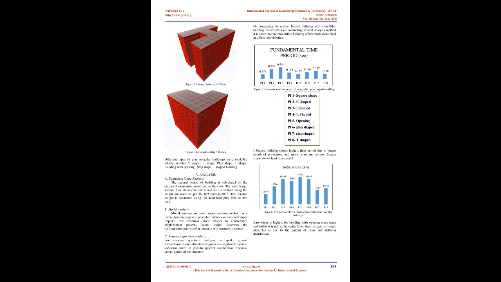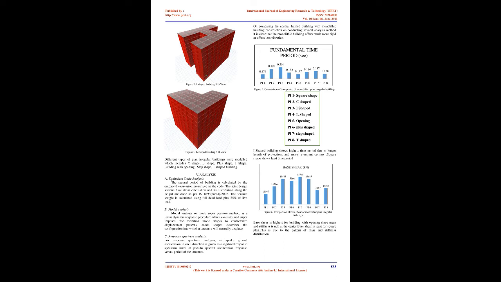6. Conclusion. The monolithic building has less time period, high base shear, and is stiffer and heavier than the normal framed building, hence it vibrates less. Since the amount of drift is constant throughout the height, there is less chance of sudden damage in the monolithic building. The response of the monolithic building with plan irregularity: time period is highest for the I-shaped building due to the length of projections and number of re-entrant corners.